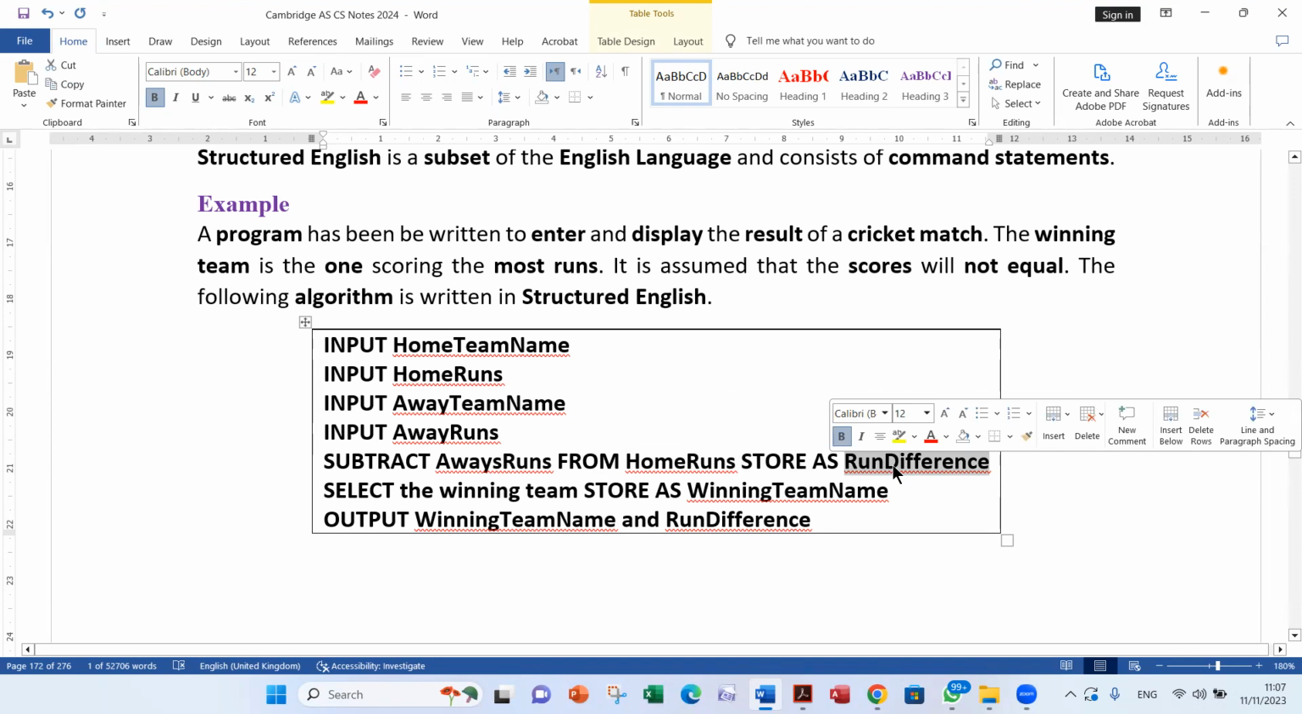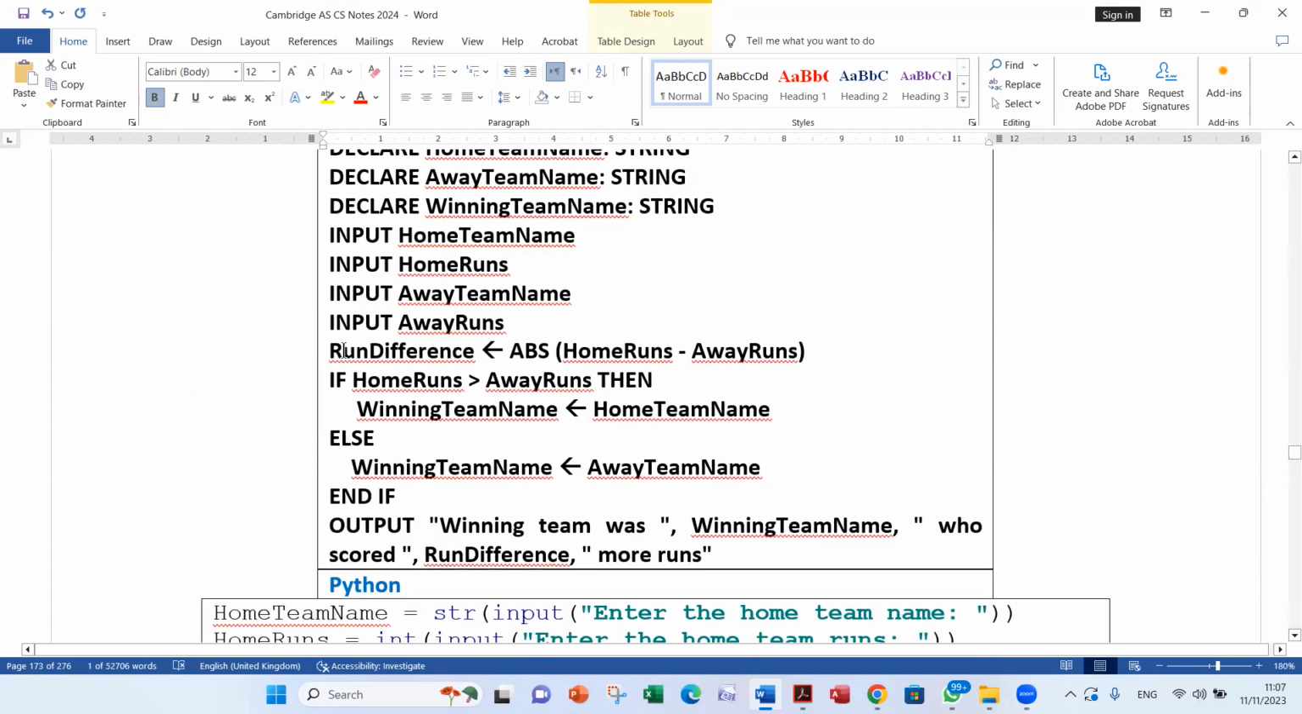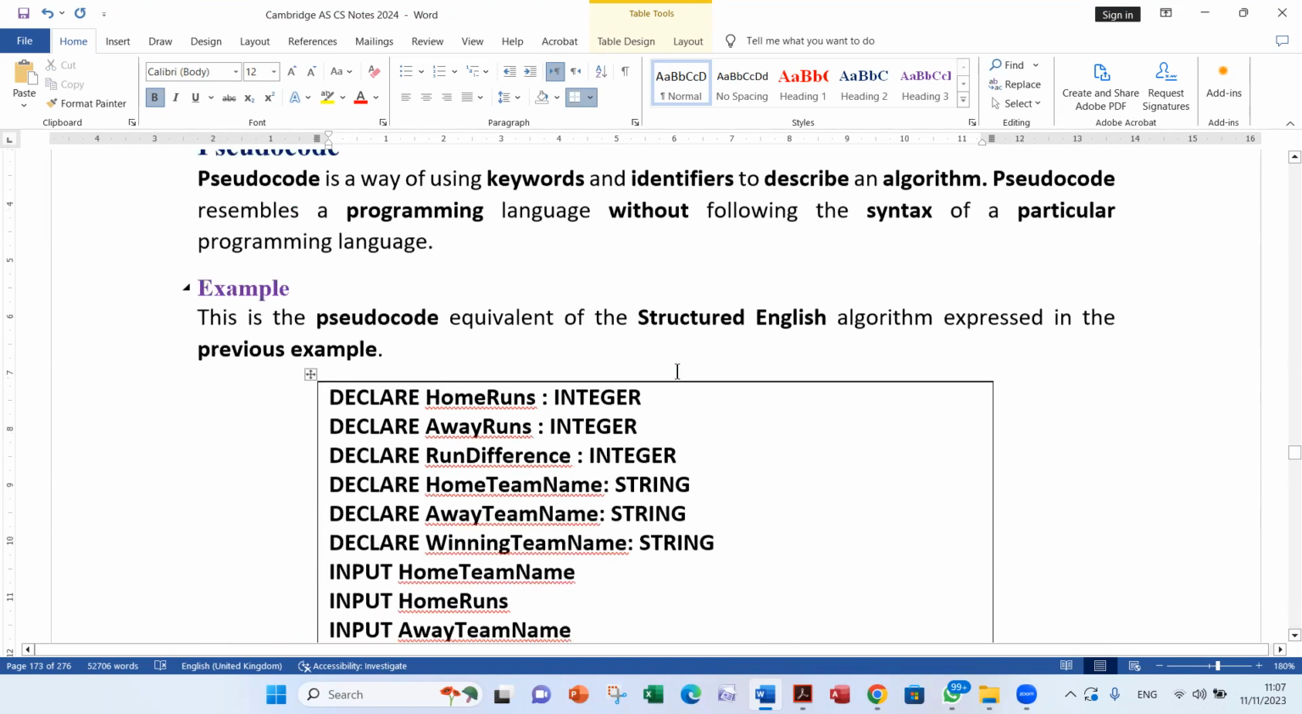Okay, what is the difference between this and pseudocode? This is structured English. It starts with subtract that from that. If we write it in pseudocode, it is going to be this. Difference is home minus away. Okay.